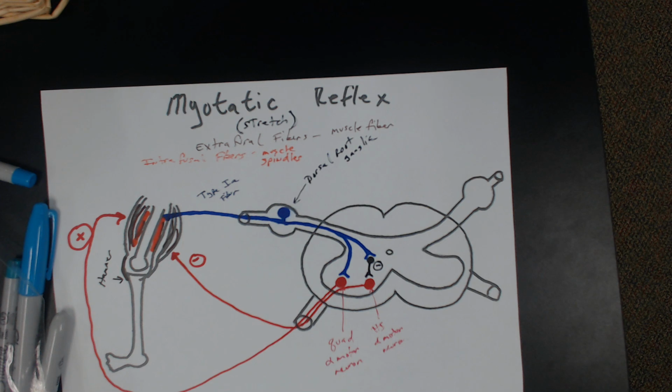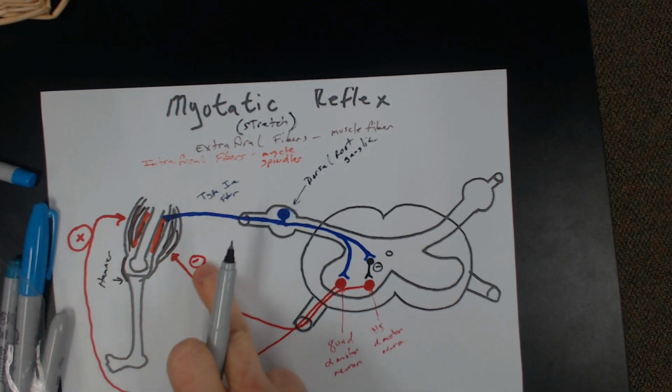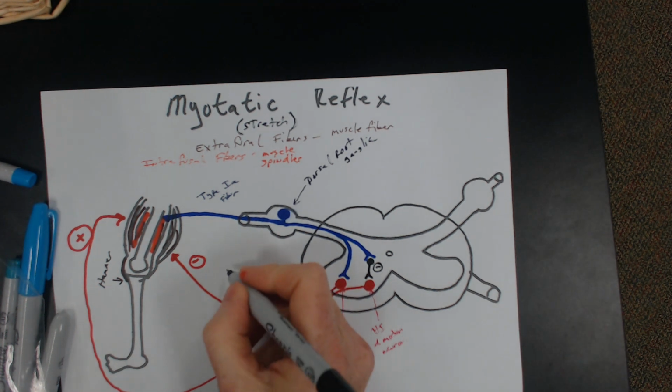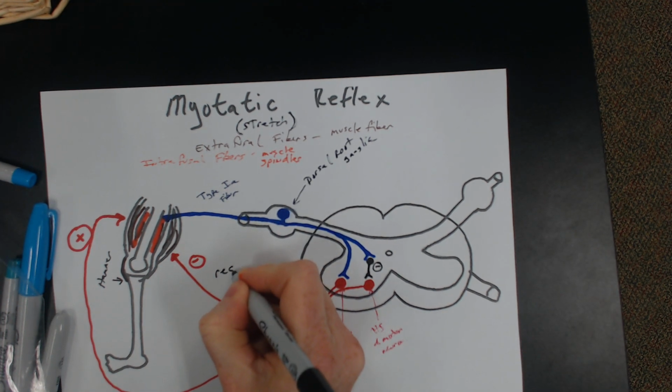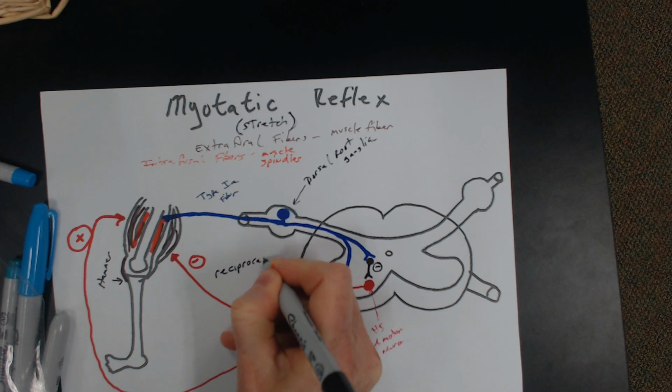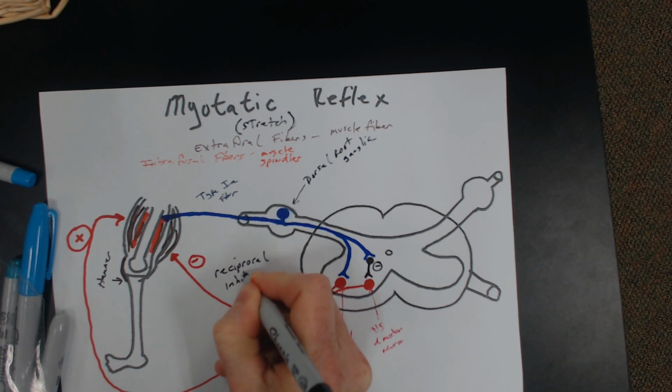Okay. Questions about that? What happens is when you do a quick stretch, you're going to stimulate the contraction of the agonist, which is your quadriceps, and you inhibit contraction of the antagonist, which is your hamstrings in this case. Okay. This process of activating the quads and inhibiting the hamstrings is called reciprocal inhibition.